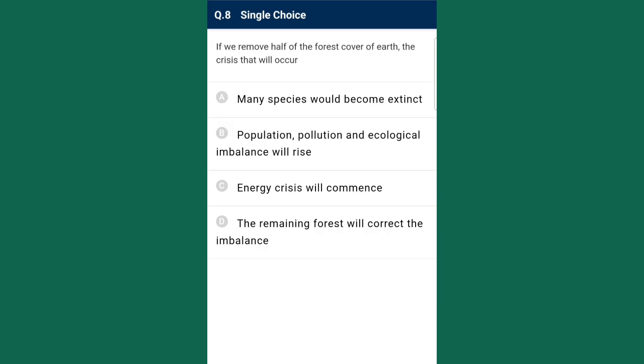Question number 8. If we remove half of the forest cover of earth, what crisis will occur? Forests are very important to us. They cover about 23.68% of our earth and help in population control. They also help by providing useful food and thus play an important role in ecological balance. Answer is option B. Population, pollution and ecological imbalance will rise.